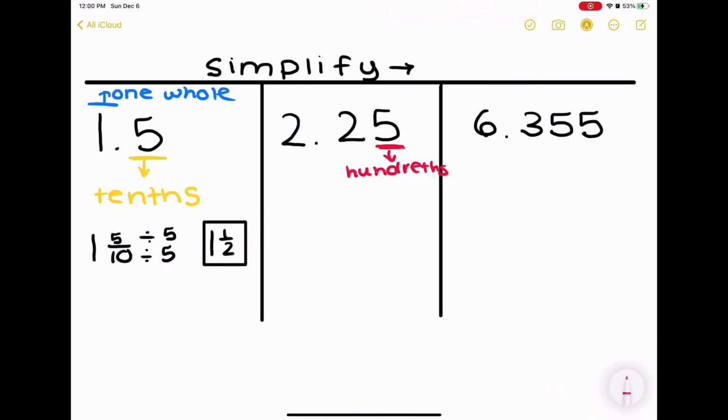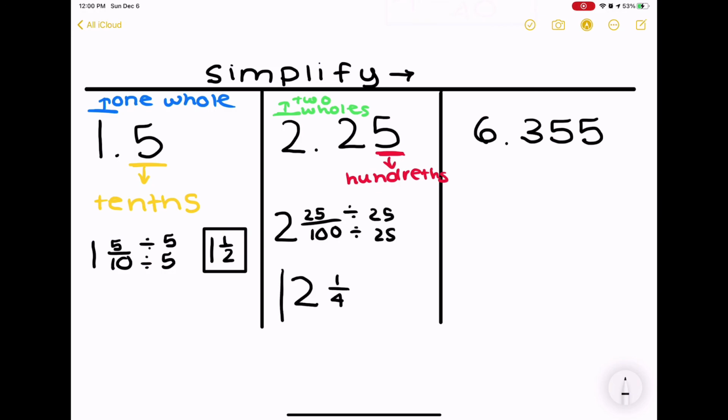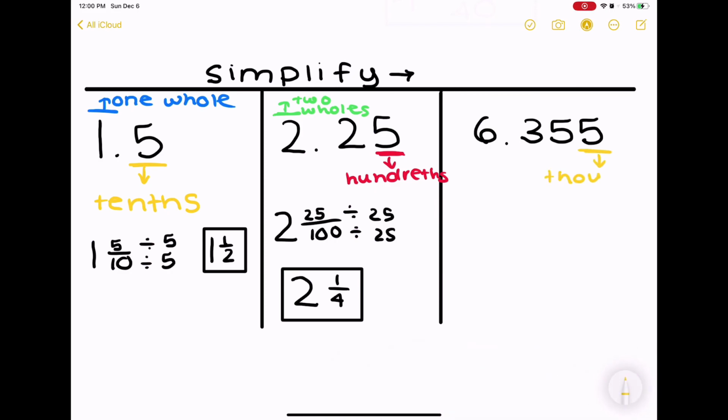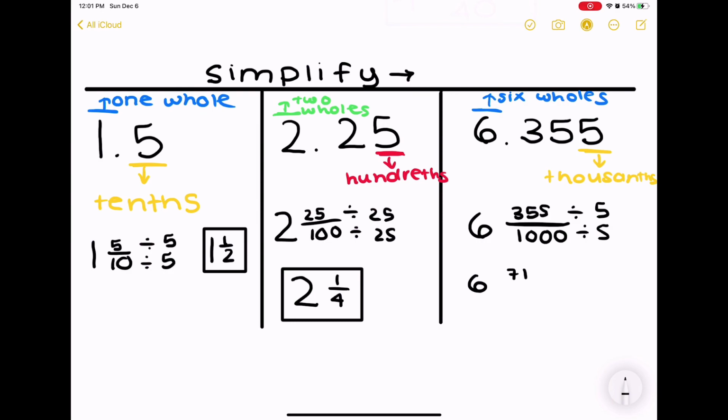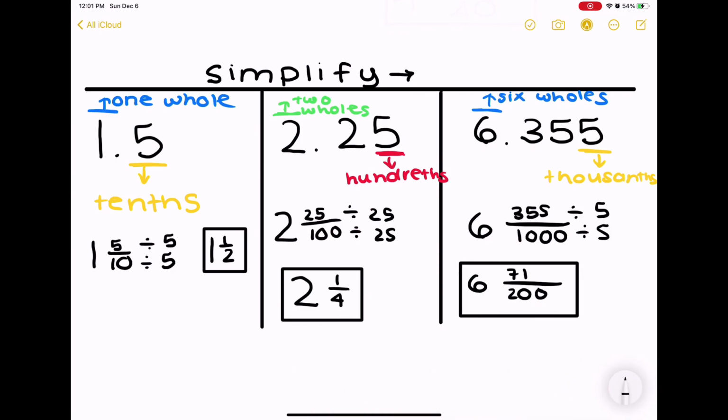Now for the second one, the last digit is in the hundredths place, and there are 2 wholes. And since the last digit is in the hundredths place, we'll put the denominator as 100, and we can simplify it to 2 and 1/4. And for the last question, the last digit is in the thousandths place, and there are 6 wholes. So this means we'll put 355 over 1,000, which if we divide both the numerator and denominator by 5, we'll get 71 over 200. And don't forget that there are 6 wholes, so we need to write a 6.